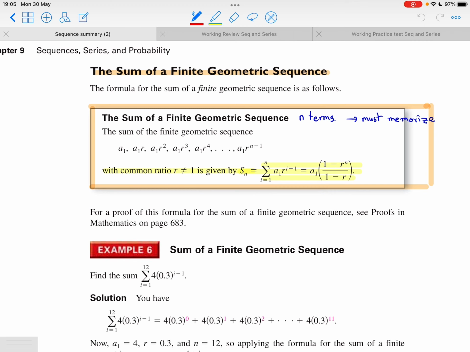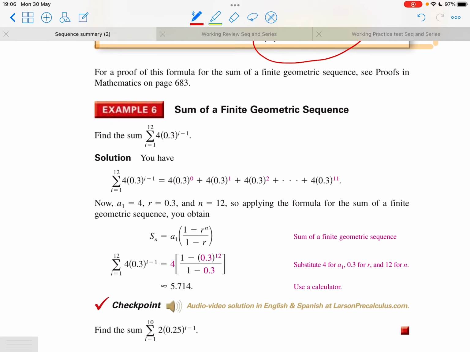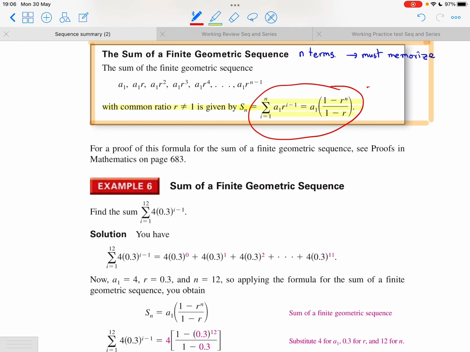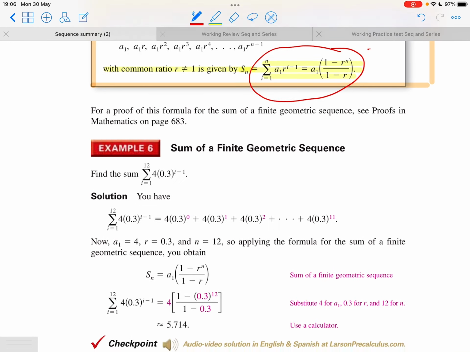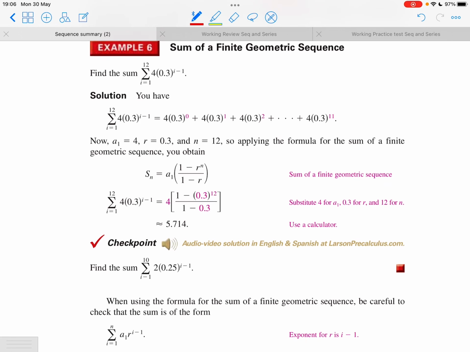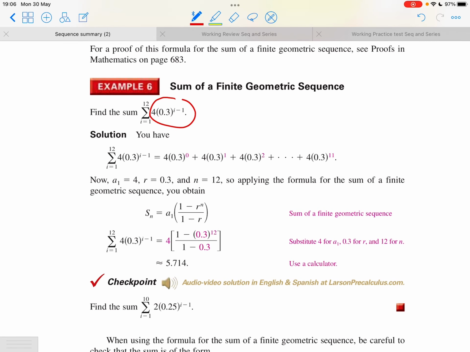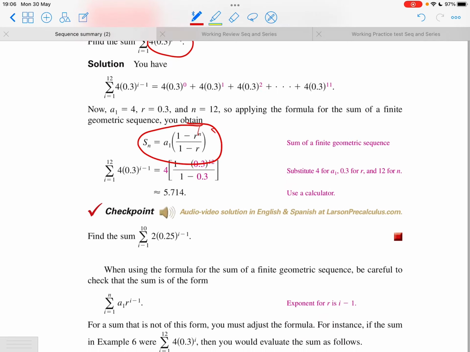Now, the sum of a finite geometric sequence is given by this formula. You just have to be able to see whether it's a geometric sequence or an arithmetic sequence. So for example, this one is a geometric sequence, and then you just use this formula and substitute.